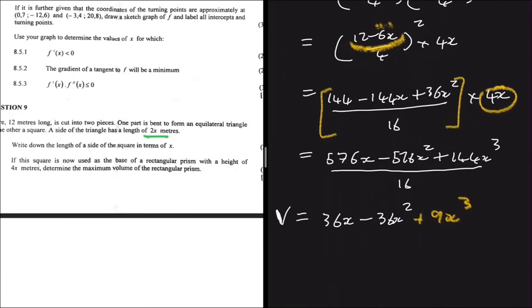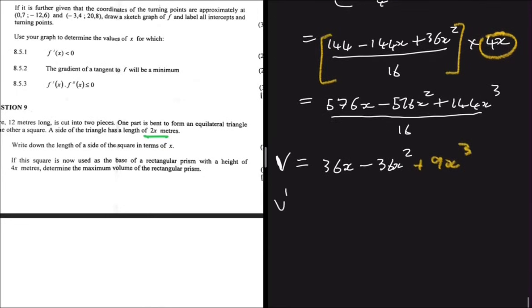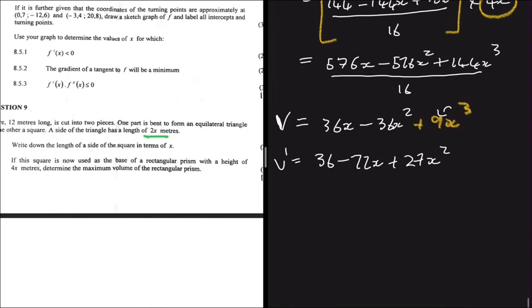So what we need to do now is to differentiate this and equate it to 0. Let me not start by differentiating from this side, let me start from the other side. If we differentiate 36x, we're gonna get 36, and then if we differentiate 36x squared, we're gonna get 72x, and then differentiating 9x to the power 3, we get 27x squared.